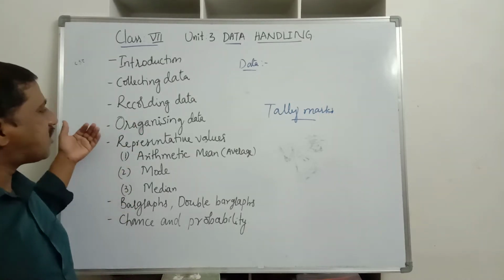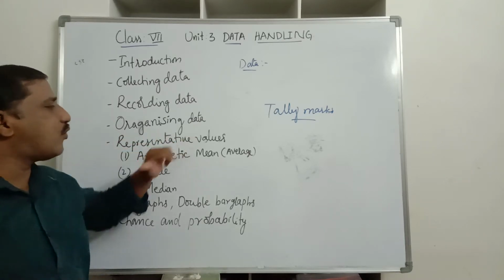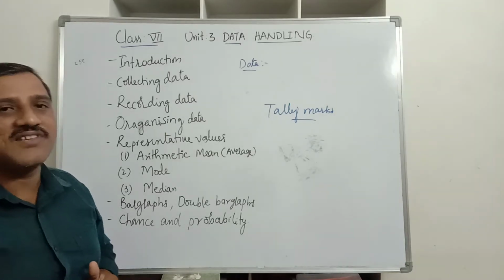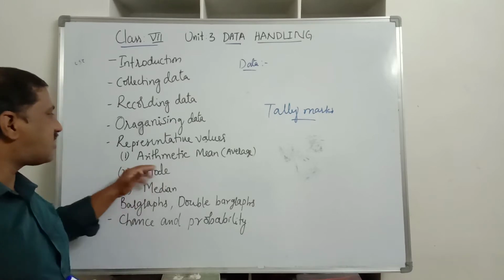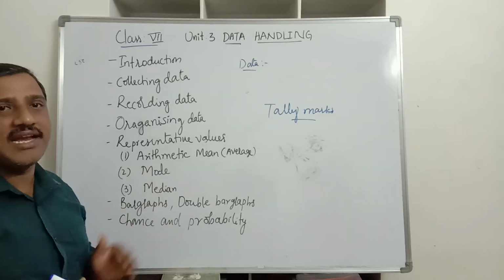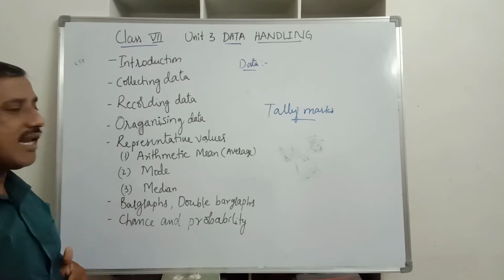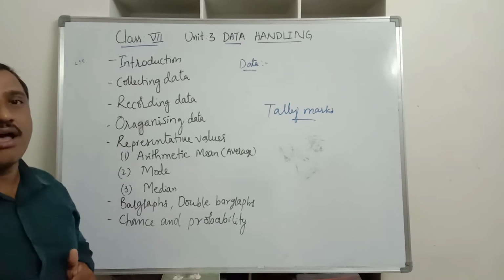Now we are going to study the main topic of this concept. It is representative values. Representative values are also known as measures of central tendency. Measures of central tendency. In that, the first one is arithmetic mean. It is also known as average, then mode and median. We will discuss in detail about the arithmetic mean or average.